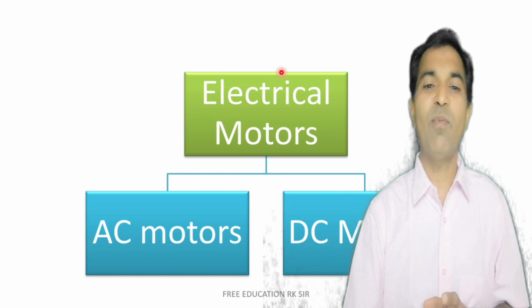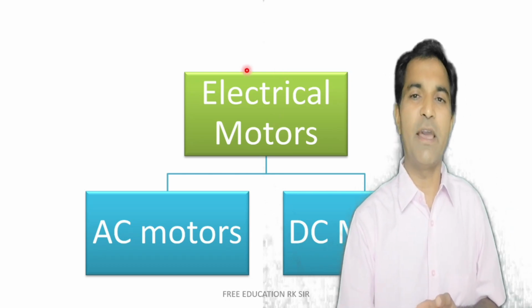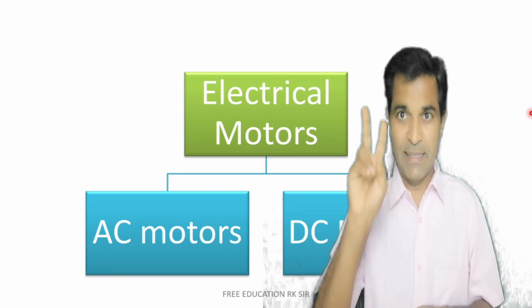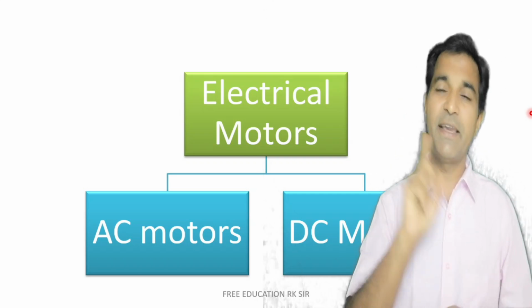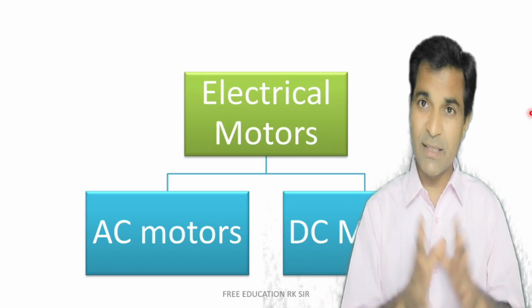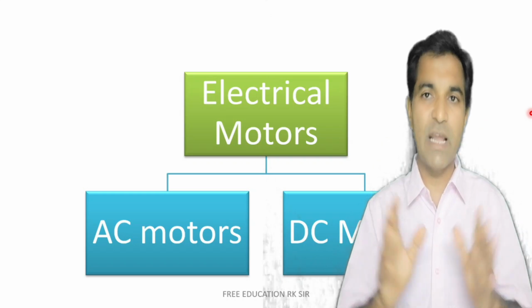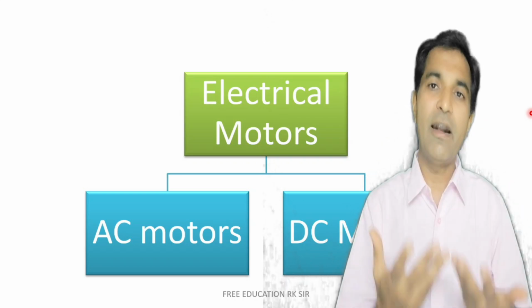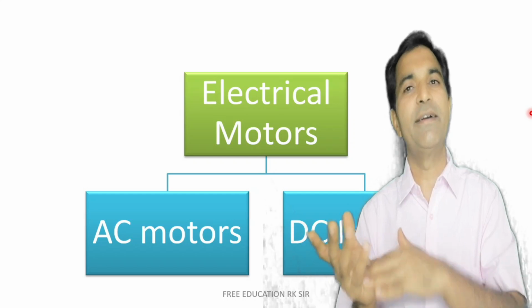So electrical motors are of two types, AC motors and DC motors. Why are there two types of motor? Because there are two types of supply. One is alternating current and the second one is direct current, right?